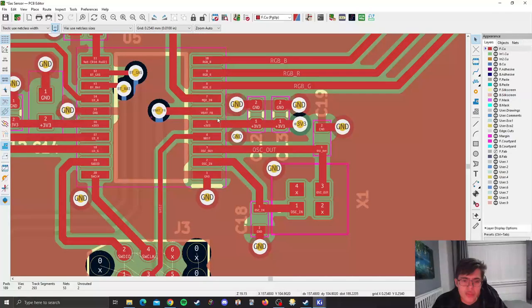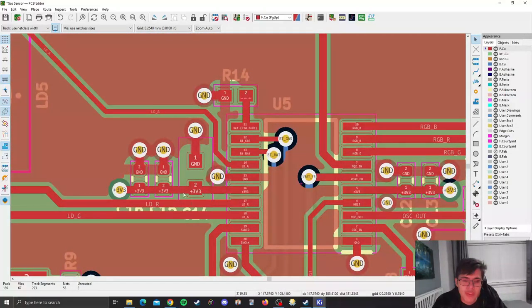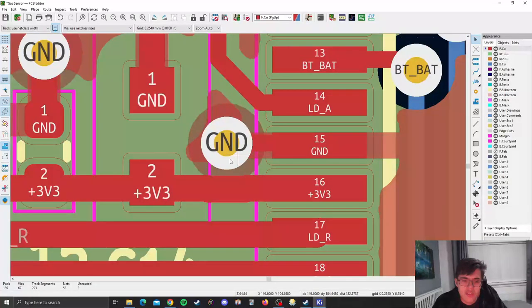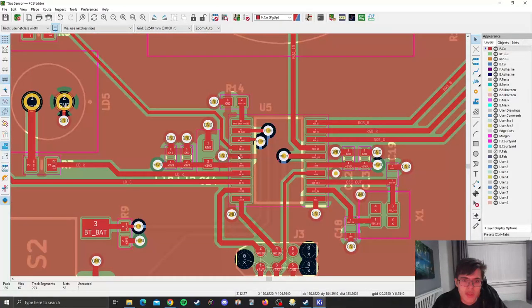But we live and learn. Coming over here, same thing: decoupling caps should be kept as close as possible. If you could fit in a ground via, much better.